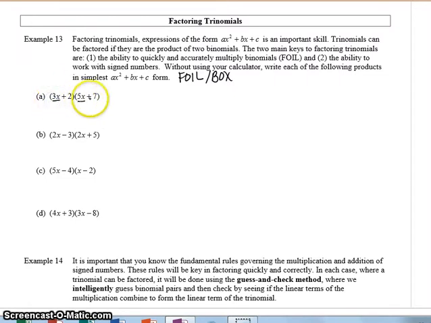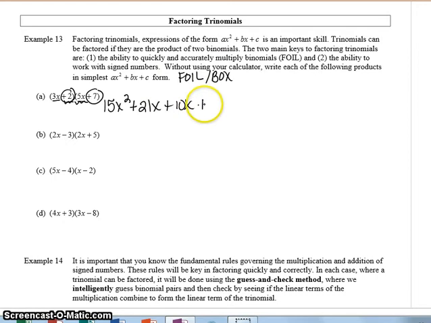My first terms, when I multiply those, I'm going to get 15x squared. My outers will be the 3x and the plus 7, so I'm going to get plus 21x. My inners would be a 2 times a 5x, which is plus 10x. And my last terms are the 2 times the 7, which is 14.